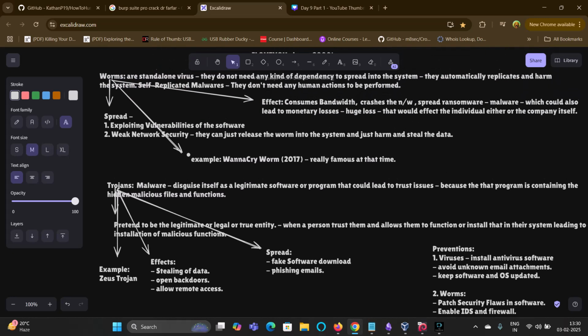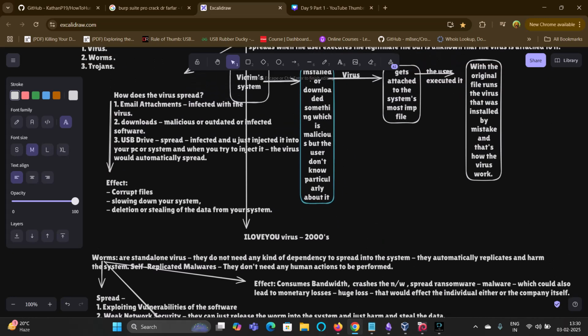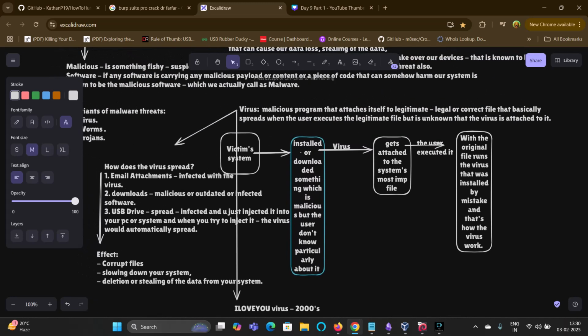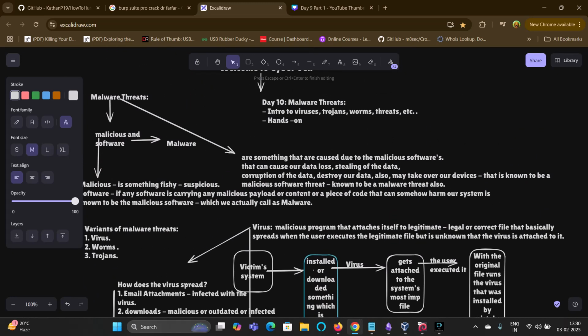And I have already told you about the malware, Trojans and worms, and also about the virus. So I hope this topic is pretty clear and you have understood what basically the malware threats are. We have also introduced you to viruses, Trojans, worms, and threats. Threats are basically the kind of attacks that happen on your system because of these malwares.